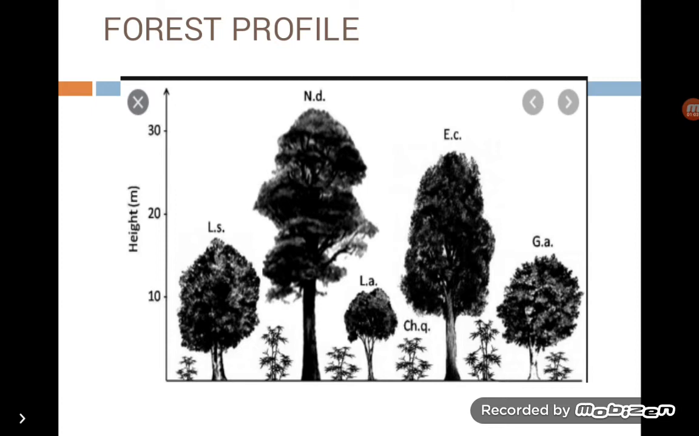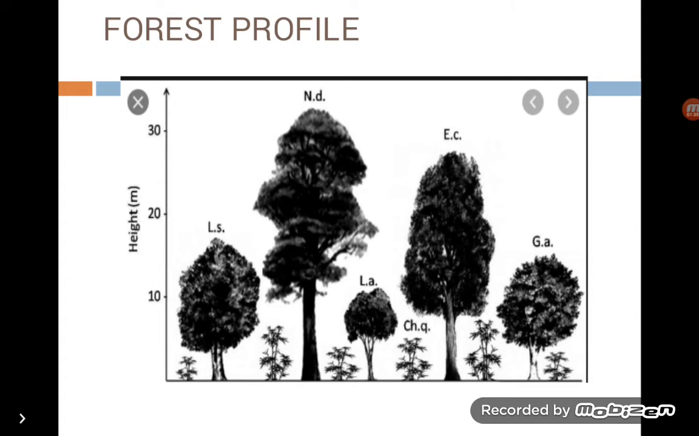There are different types of plants of varied height and sizes in the forest. Depending on the height of the tree and the types of animals that live there, forest can be divided into different layers: emergent, canopy, understory, and forest floor.